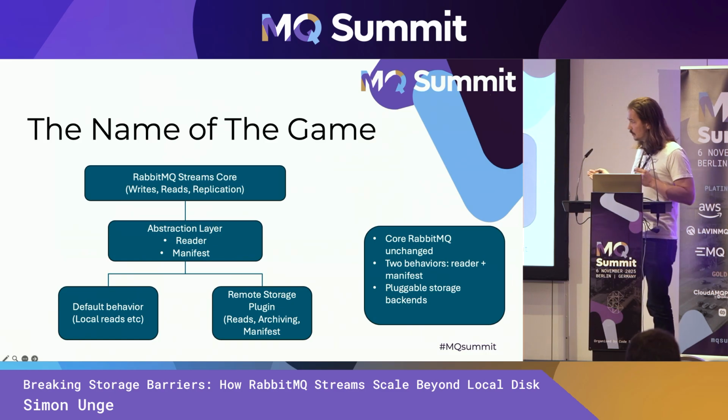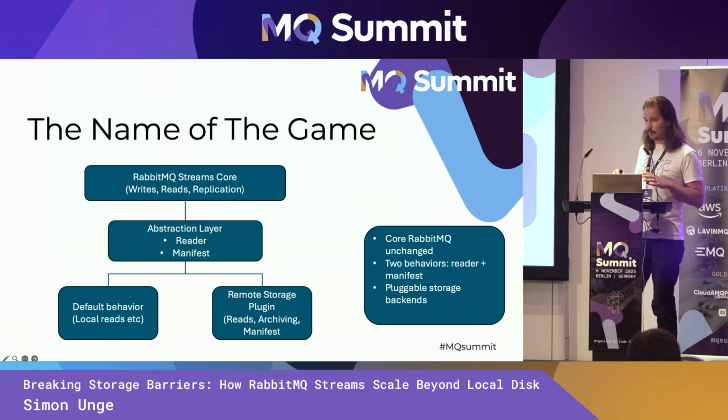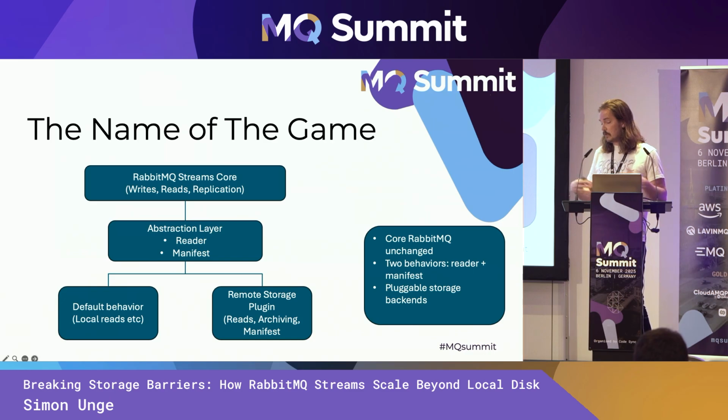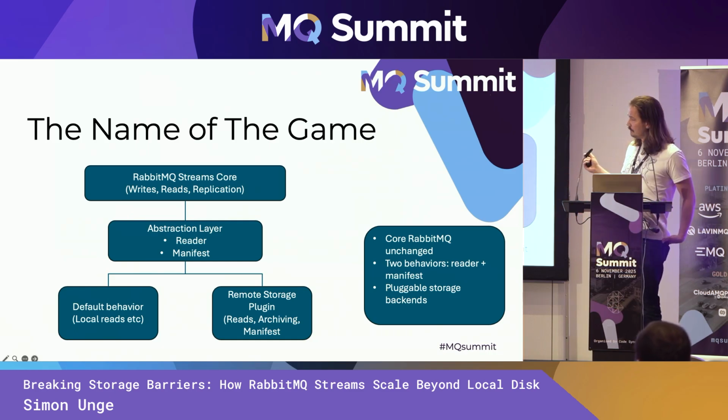And we wanted this to work as it does today if you don't want to use this. So the default behavior implements these two behaviors by doing what it does today. The manifest is the local disk, and reads just read from local data, local disk, just like it does today. We didn't touch that at all. Or you add a plugin, the remote storage plugin, which handles how to read, from where to read, and the archiving of the data.